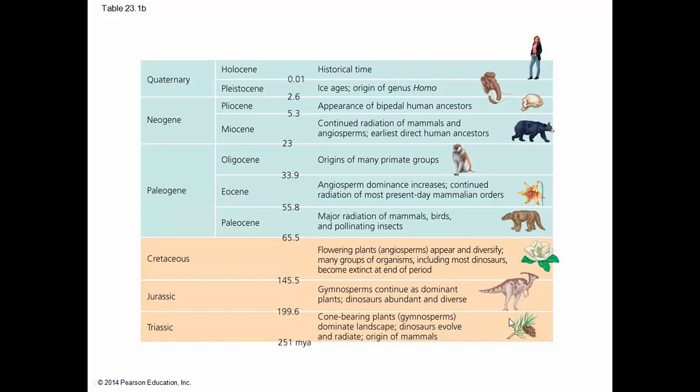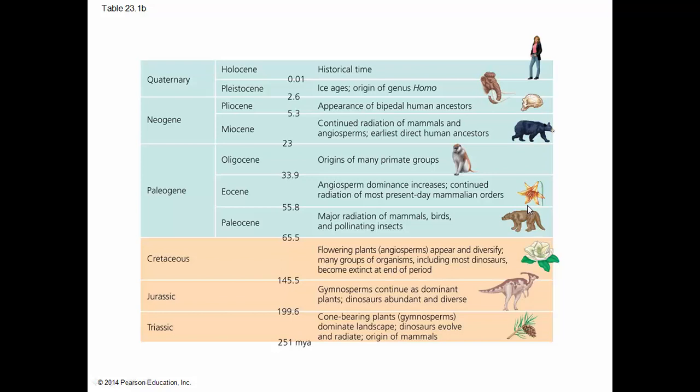Cone-bearing plants, the gymnosperms, dominate the landscape. Dinosaurs evolve and radiate, and the origin of mammals. Okay, so mammals originate down here in the Triassic, but they do not radiate into modern species until after the death of the dinosaurs. That's because the extinction of the dinosaurs allowed the mammal populations to fill those ecological niches. Okay, flowering plants originated in the Cretaceous, but they really began to evolve in the Paleogene period, in the early part of the Cenozoic.